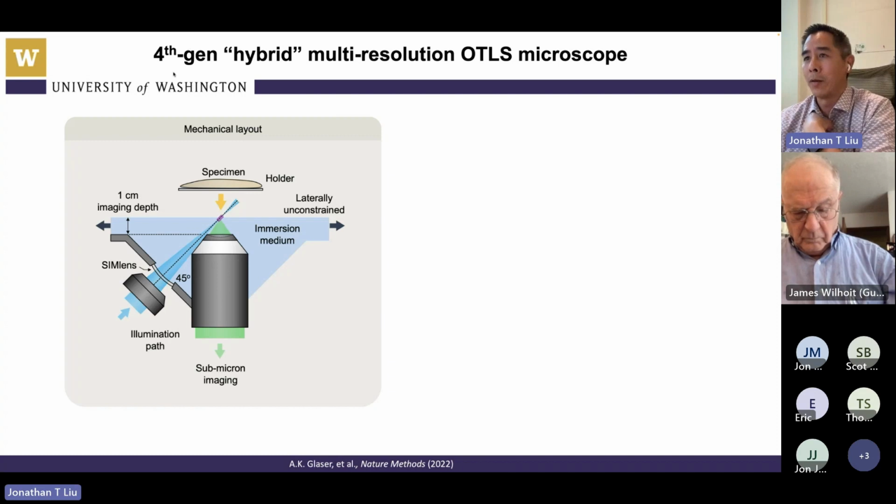This is our latest system. We call this our fourth generation hybrid system, where, as I mentioned, one of the issues was the index matching of the specimen with the specimen holder and the immersion bath. With this latest system, as you can see, the collection objective is no longer at 45 degrees with respect to the specimen holder. We're orienting the collection objective vertically. That removes a lot of these off-axis aberrations that were plaguing us before. So this system's a lot less sensitive to the index mismatch requirements of the previous systems.